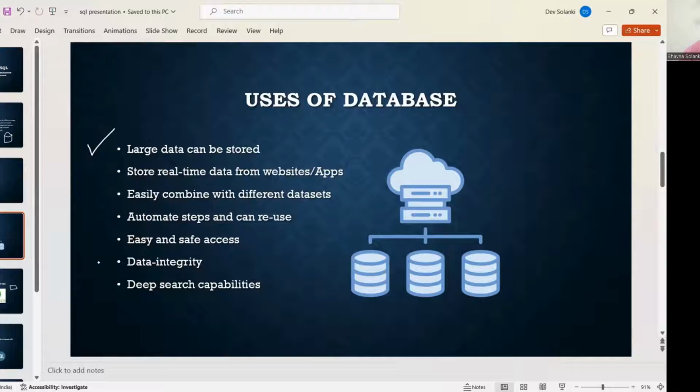So that is the most important use of databases, data integrity. The chances of making mistakes are less in a database. Then deep search capabilities. In databases, we have a deep set of filter capabilities. Whatever condition we give to the database, like we want a particular student who is studying in a particular class and we want to see only three subjects' marks, this type of filter we can do in databases. That is why it is known as deep search capabilities.